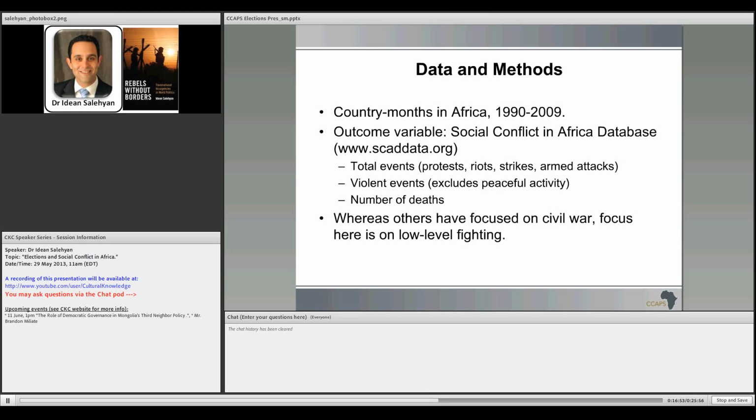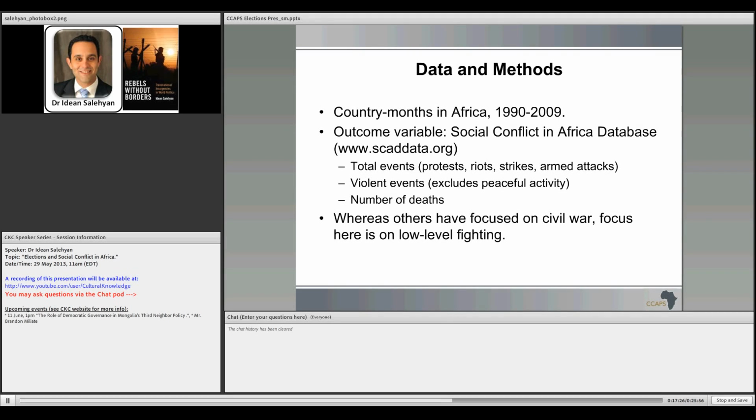So I won't dwell on the data and methods too much. I could present more slides with the nitty-gritty of the empirical analysis, but we do conduct a regression analysis using country months as our observation. We take each month in Africa between 1990 and 2009. So each country, each month corresponds to one observation. And we count the number of social conflicts occurring within those months.